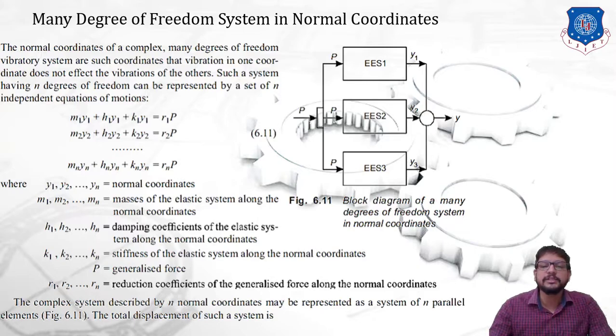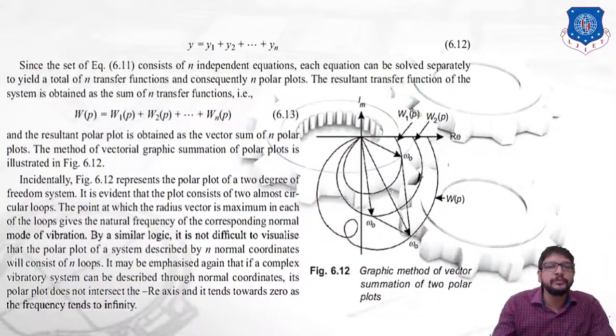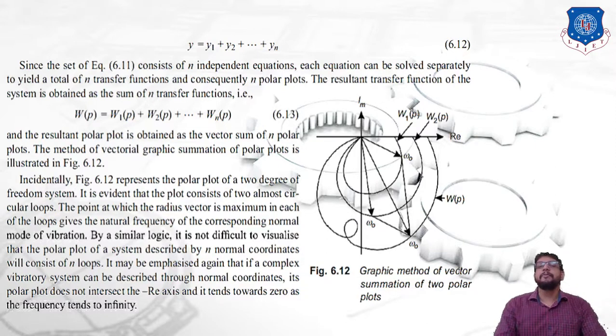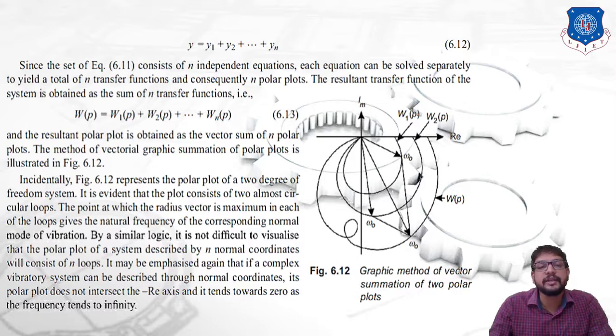Now we need to find out the total displacement of this system. So how can we do that? It is equal to y1 plus y2 plus y3 up to yn. Since this set consists of n independent equations, each equation can be solved separately to yield a total of n transfer functions and consequently n polar plots. The resultant transfer function of the system is obtained as a sum of n transfer functions.